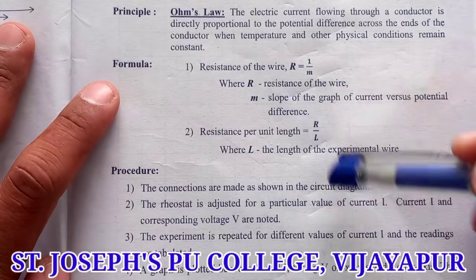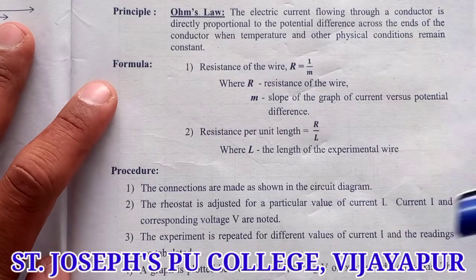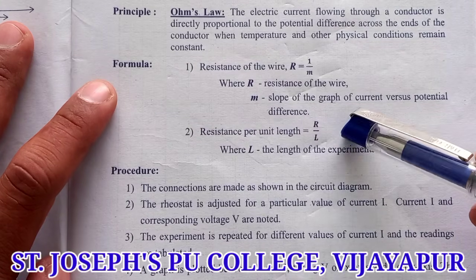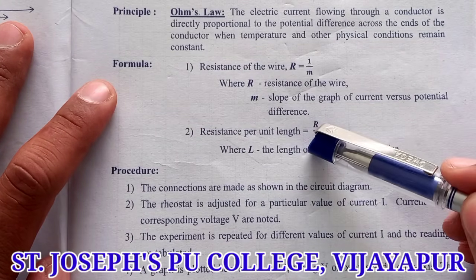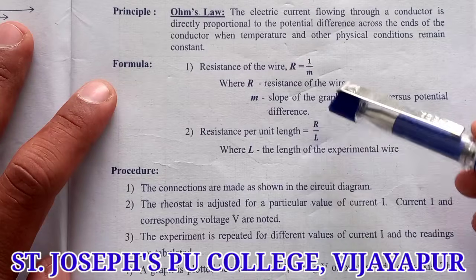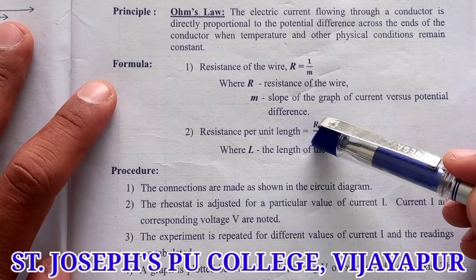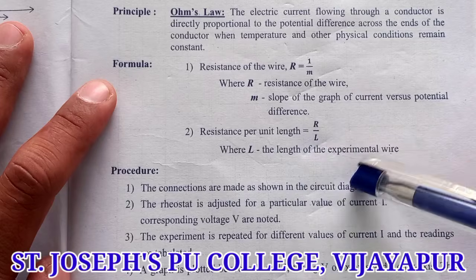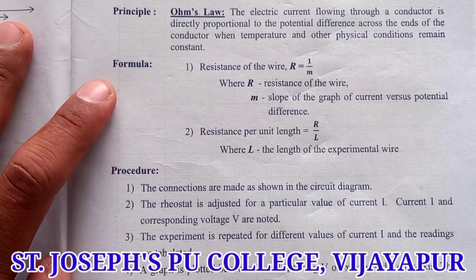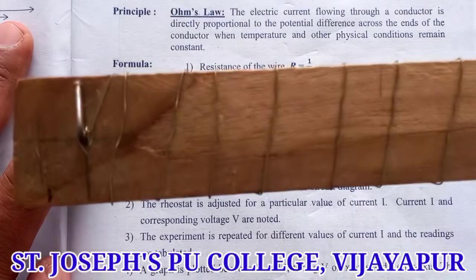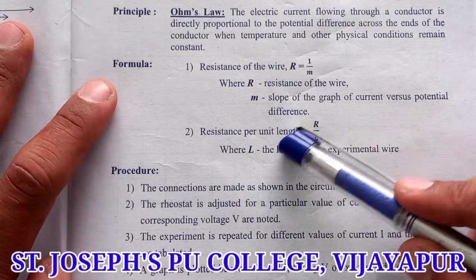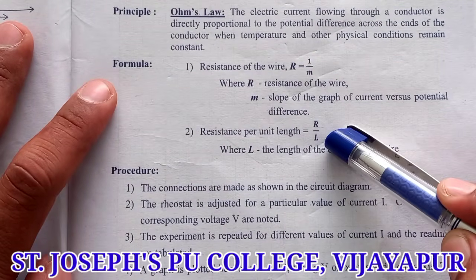What formula do we have to use to find the resistance per unit length of a wire? By knowing the value of length, we can find the resistance per unit length, which is equal to resistance divided by length, L. L is the length of the experimental wire that we observed earlier. So resistance per unit length is equal to R divided by L.